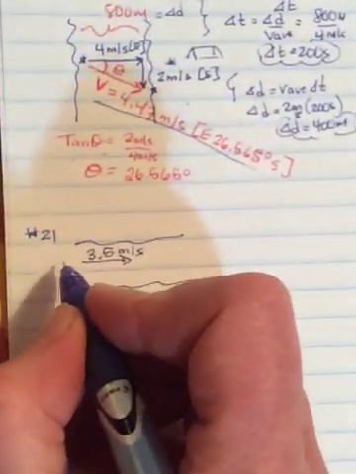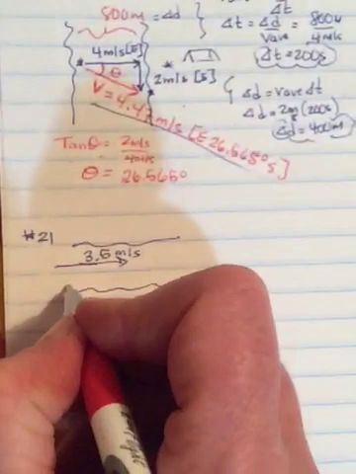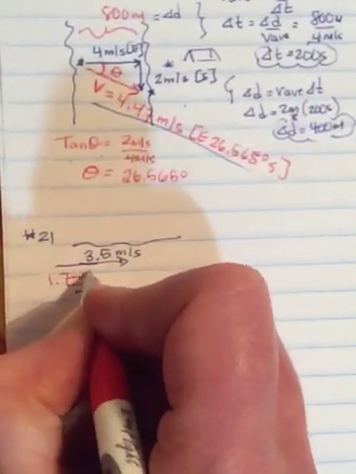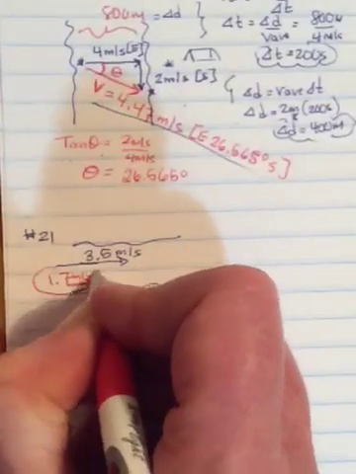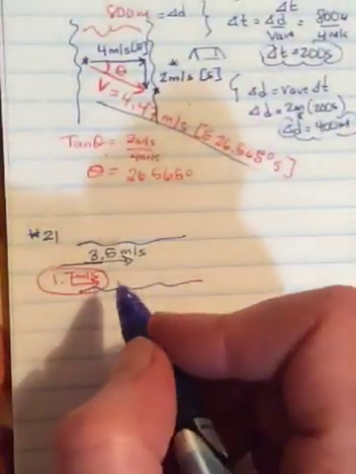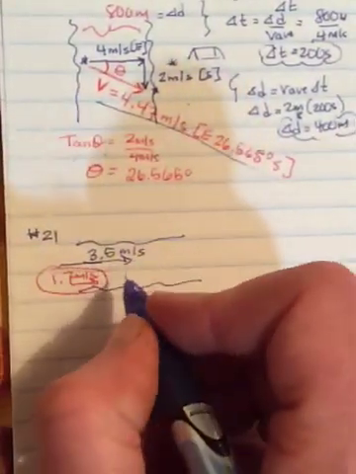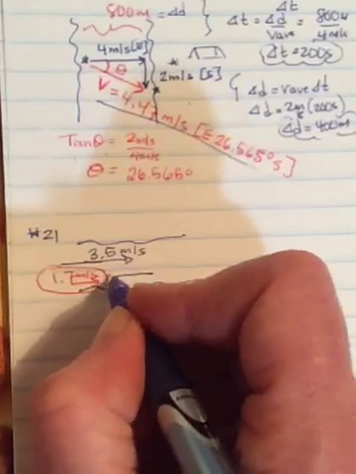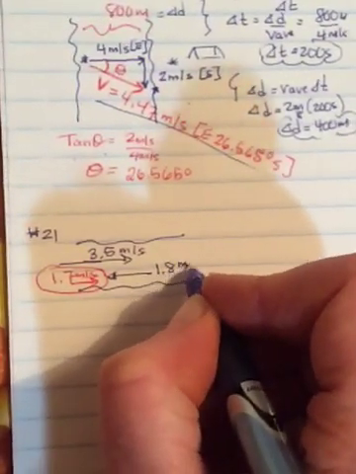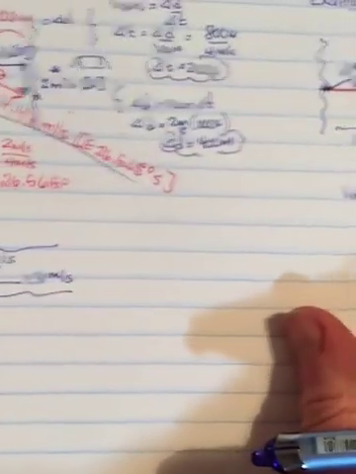Somebody standing on the shore sees you only traveling 1.7 meters per second upstream. This is your resultant. So what must the river be doing? Well, the river must be working against you, right? If your resultant is 1.7, but you know you're going 3.5, the river must be going against you downstream at 1.8 meters per second, the difference between them. And that's it. That's all you had to do for 21.